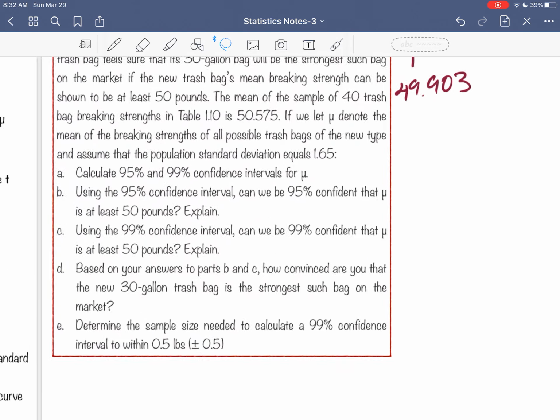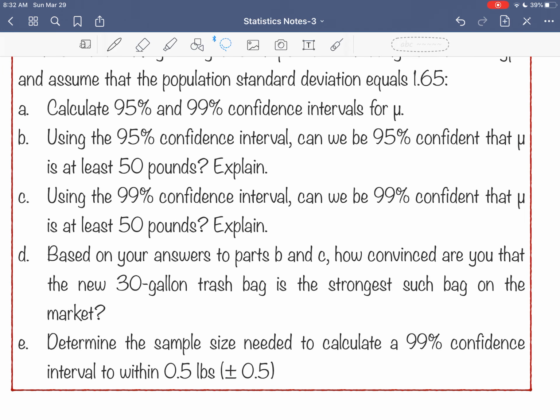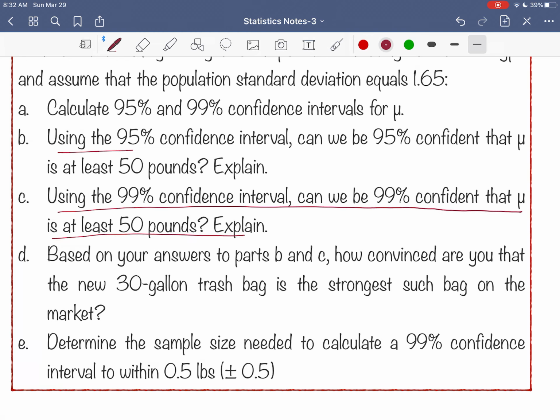Okay, so the next problem, actually both C and D are very similar. It says, using the 99% confidence interval, can we be 99% confident that mu is at least 50 pounds? And for the other, use the 95% confidence interval, can we be 95% confident that mu is at least 50 pounds? So both are the same question, except one uses 95, one uses 99.